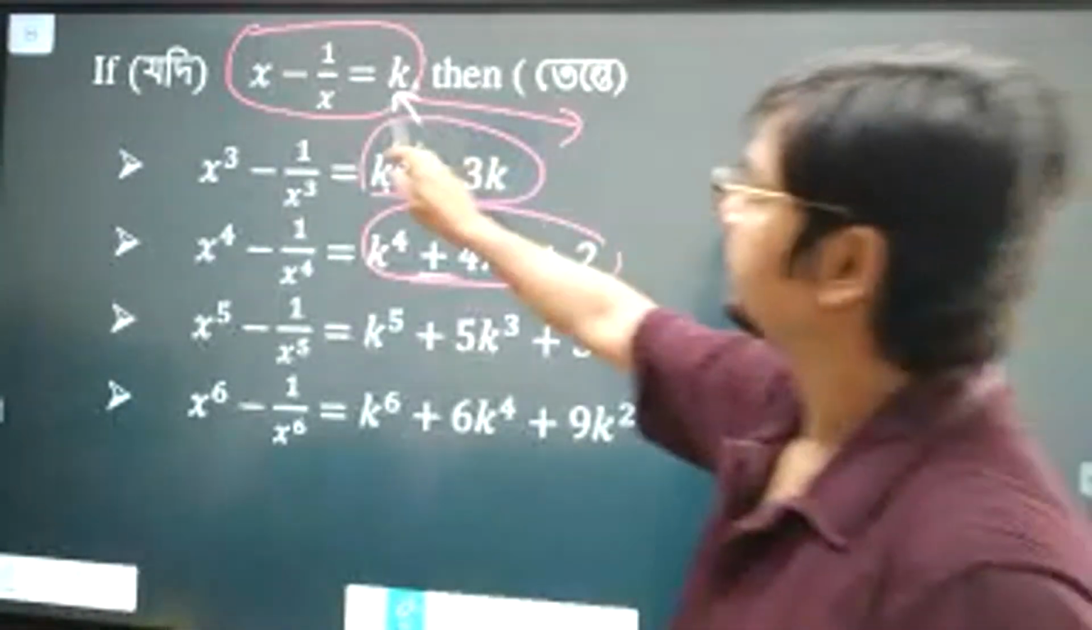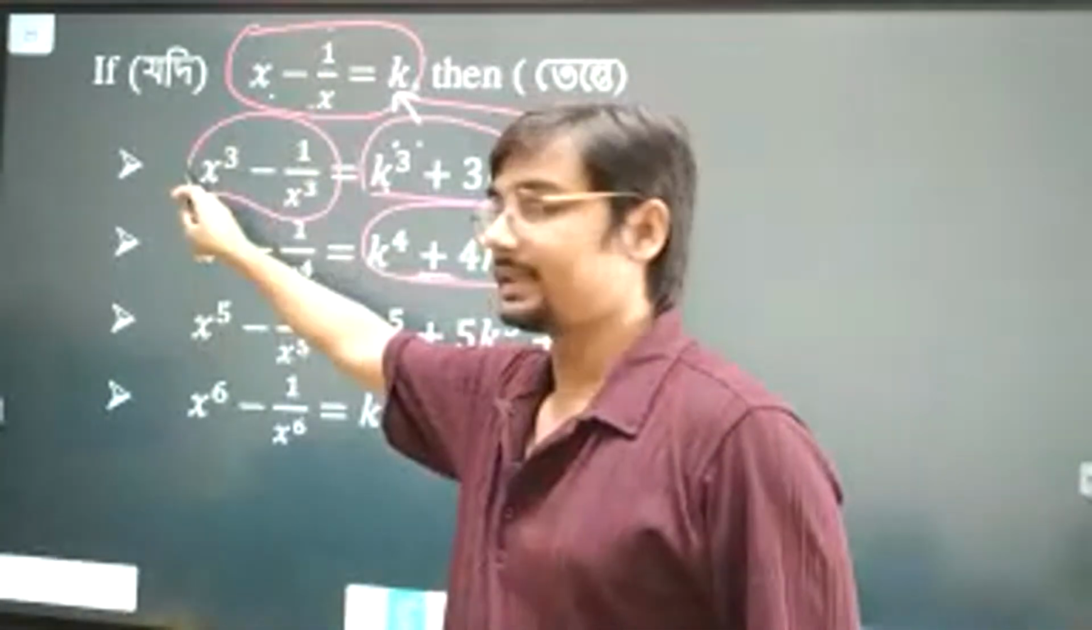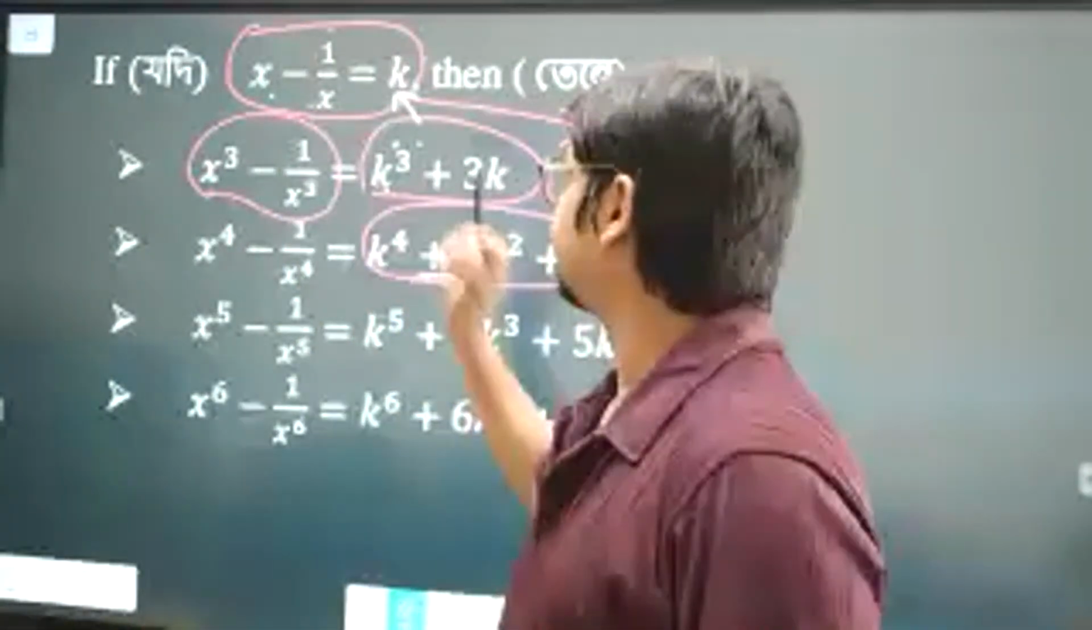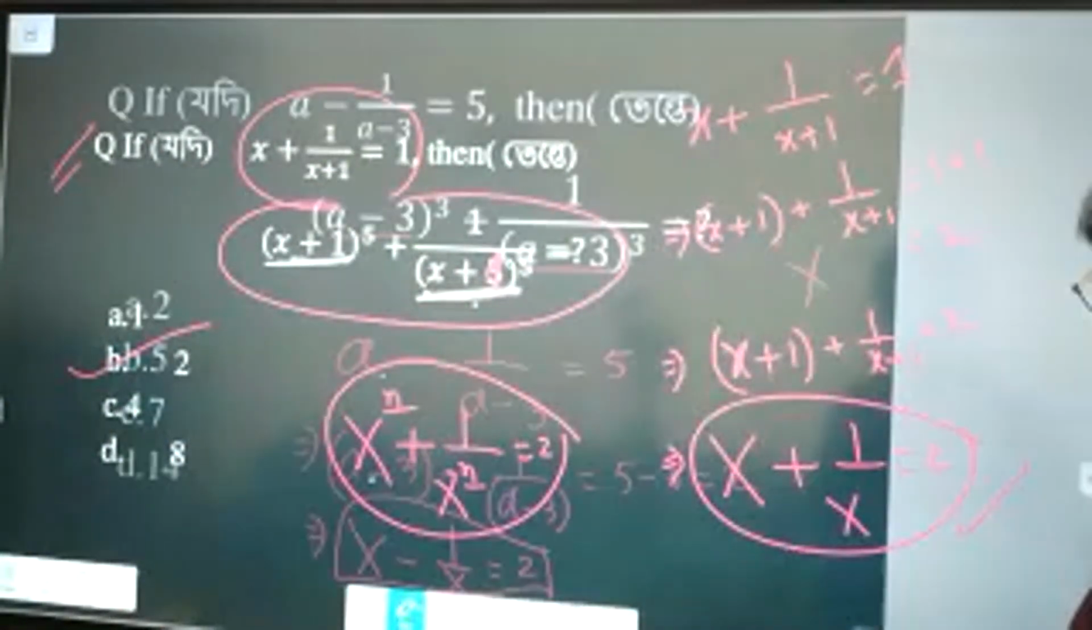This is the formula, look: x minus 1 upon x is k, then x cube minus 1 upon x cube, this formula, will be k cube plus 3 of k. That means k cube plus 3 of k. This formula.